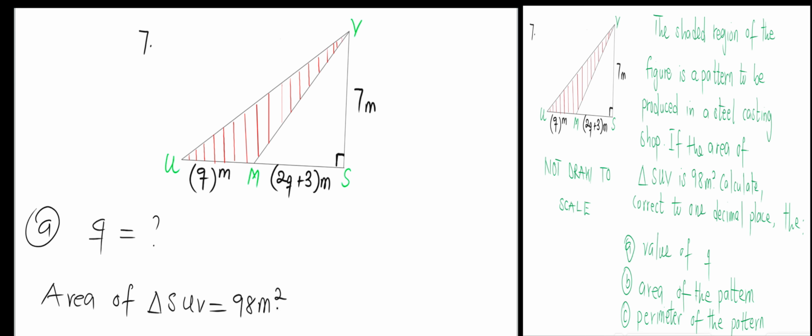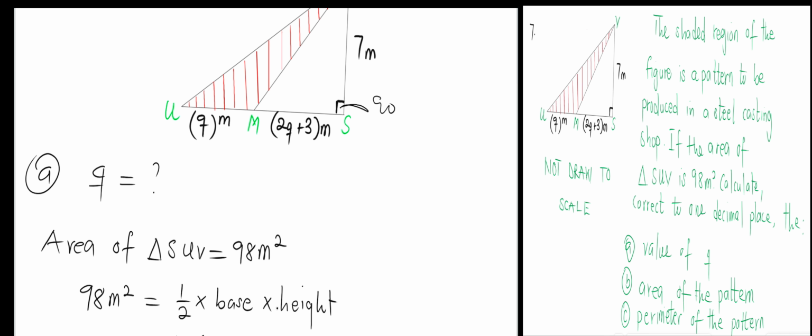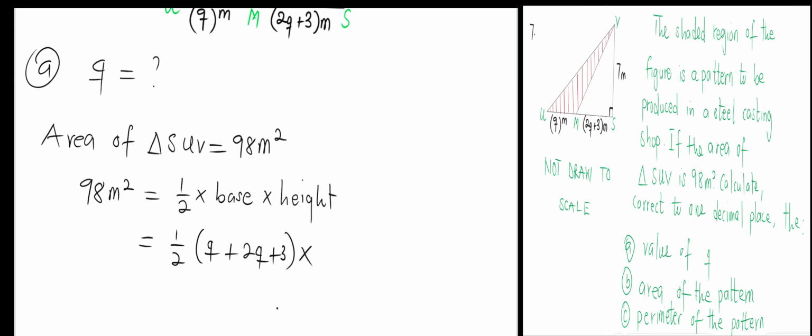Multiplying the height. And the height here is the perpendicular side, the line that is perpendicular to the base. So you can see that SV is perpendicular to the base, so SV becomes the height. MV is not the height, UV is also not the height. The height is always perpendicular to the base, so we have an angle of 90 degrees at this particular point. Line US and SV are perpendicular and they meet at S. So the height of the triangle is SV, which is 7 meters.